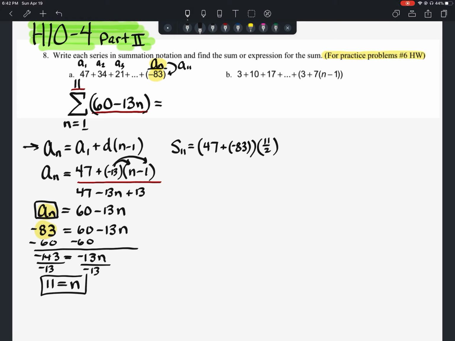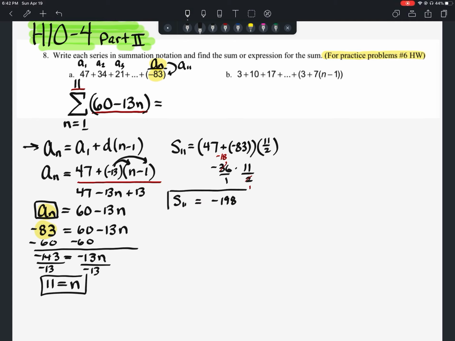So 47 plus negative 83 looks like that would be a negative 36. And we multiply that times 11 halves. So when we do that, let's just reduce it down, right? We got negative 18 times 11. And I believe that would be negative 198 if I can still do mental math.